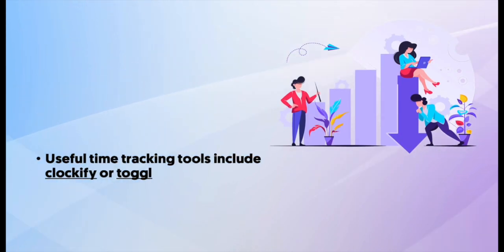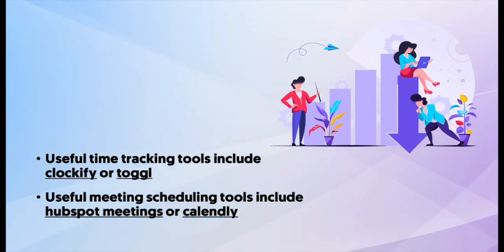Other tools that can be useful are time tracking tools such as Clockify or Toggl, and meeting scheduling tools such as HubSpot Meetings or Calendly. It's up to you to work out what systems and protocols need to be put in place to ensure clear communication amongst your team. You must help team members be productive and keep them accountable.